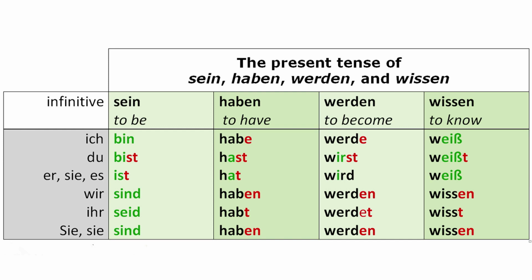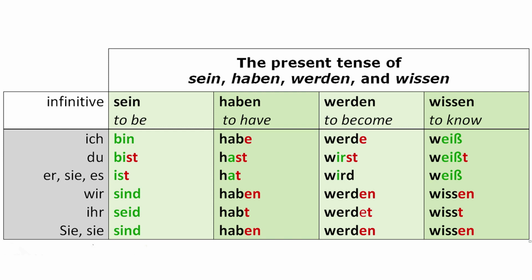One thing more: er, sie, and es have the same form. Wir, sie, and Sie also have the same form. Wir, sie, and Sie always use the infinitive form for their conjugation. You don't have to conjugate it. But in the present of to be, sein, they use sind instead of sein. This is the difference, only in to be.